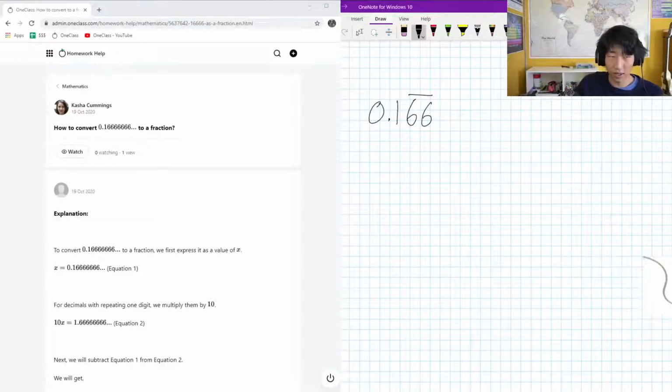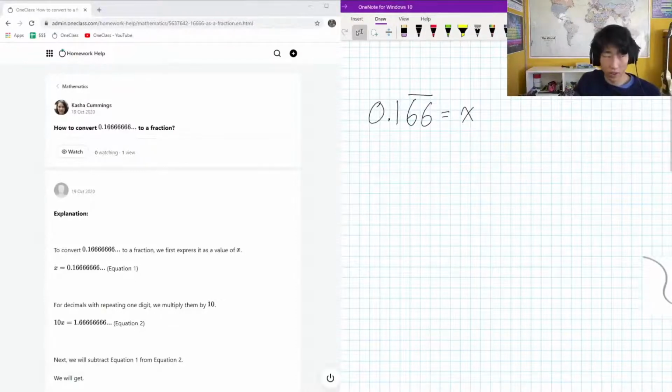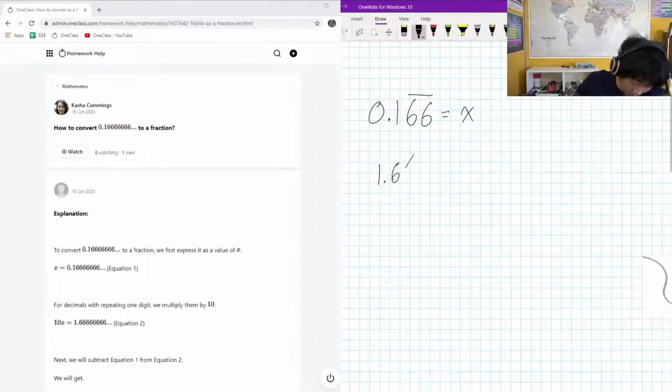Okay, so to convert this into a fraction, the process that we may want to use is we first want to make this equal to a variable. Let's just say this is equal to x. It's kind of difficult to deal with a 0 at the front of it, so maybe if we multiply both sides of this equation by 10, we could have 1.666 with a line on top is equal to 10x. So here we multiply 10 on both sides.